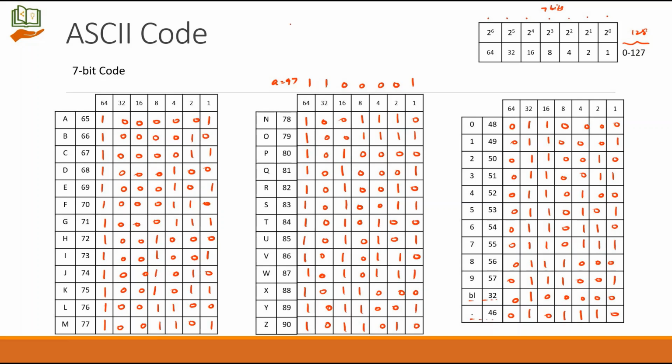So always remember, capital A to Z is 65 to 90. Small a to z will be 97 to 122. 0 to 9 will be 48 to 57. The blank space is 32 and the full stop will be 46. At least remember these ASCII decimal numbers. So when there is a need, you can go for coding it automatically with the 2 power 0 set.